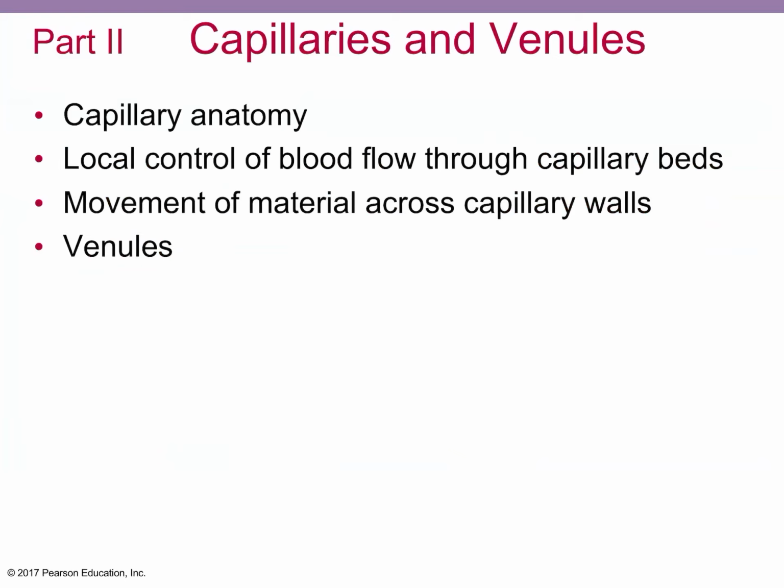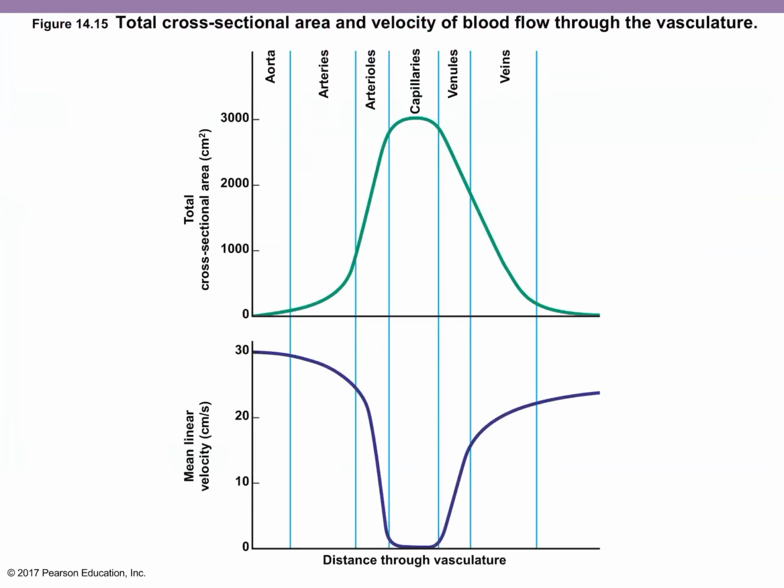Molecules flow right through the walls, and they have the slowest velocity of blood flow. They are very, very slow. So let's look at the anatomy of your capillaries first. This is just the flow, the velocity. How fast does blood flow through your capillaries? So we're looking at the speed.